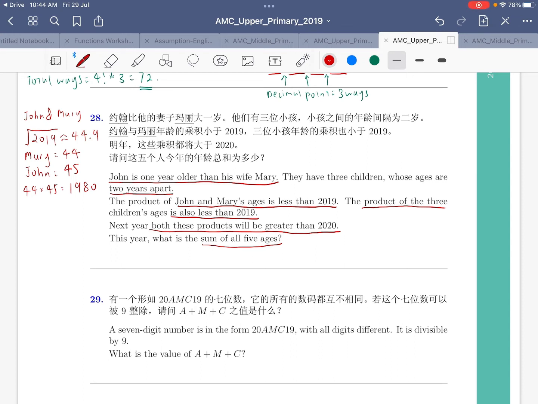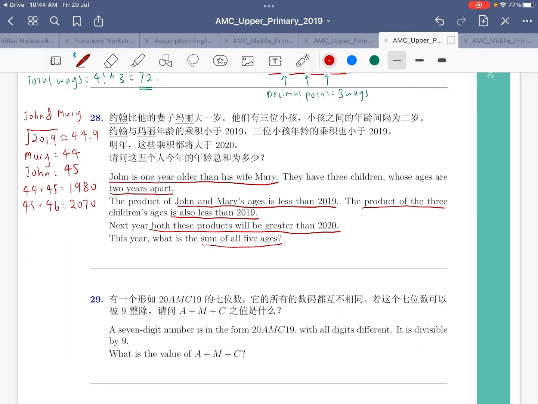But what about 1 year later? After 1 year, what will be the age of John and what will be the age of Mary? Now in this case over here, it's going to be pretty straightforward, right? Mary herself is going to be age 45, and John will have the age of 46. So what is going to be their product? Their product is just going to be 45 times 46, which will add up to 2070, which is greater than 2020. So that's good. We satisfied both conditions.